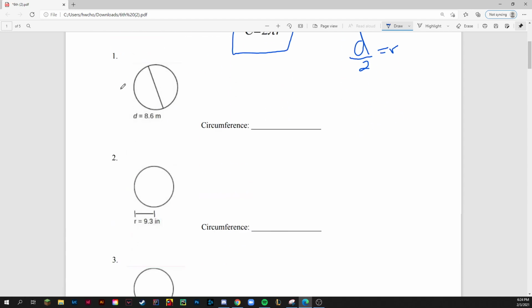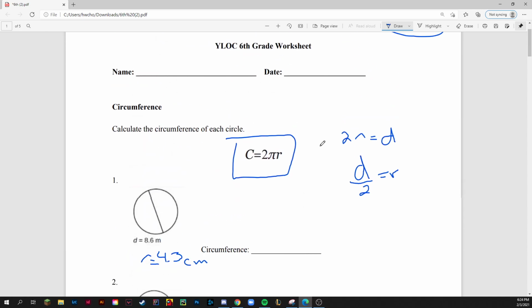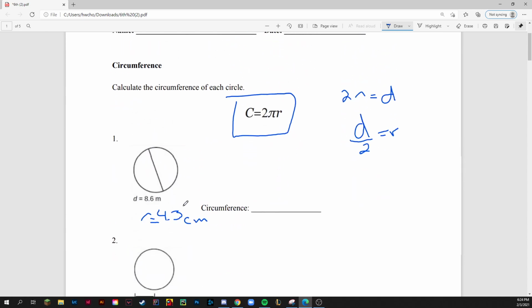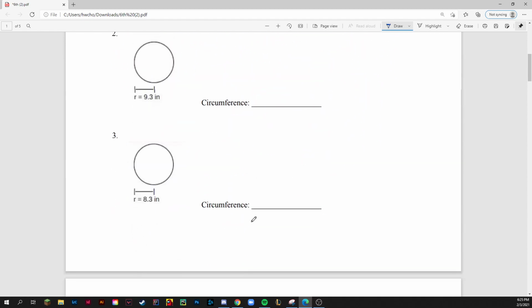So for problem 1, we're given the diameter, which is 8.6. That divided by 2 is going to be equal to the radius. So the radius is going to be equal to 4.3 centimeters. And from here, we plug the radius into the 2 pi r formula, which becomes 8.6 again, because divided by 2, multiplied by 2, those cancel out, pi meters, right? Which you can see meters right here. 8.6 pi meters.